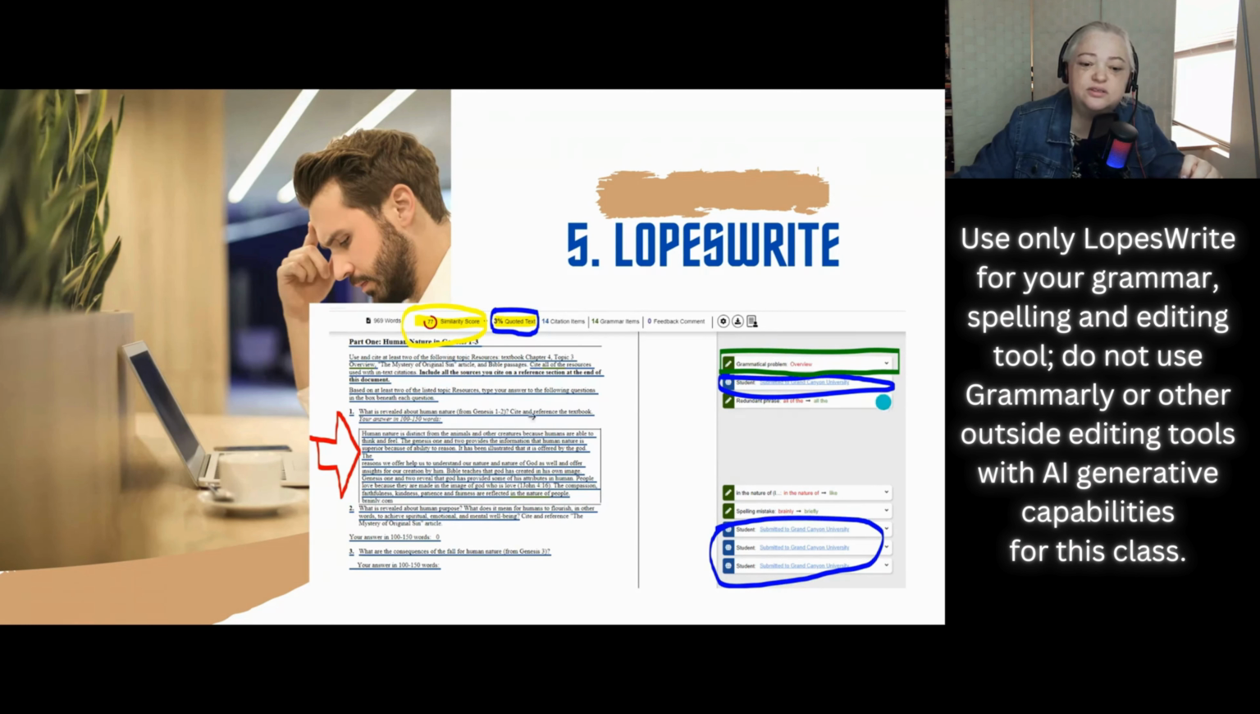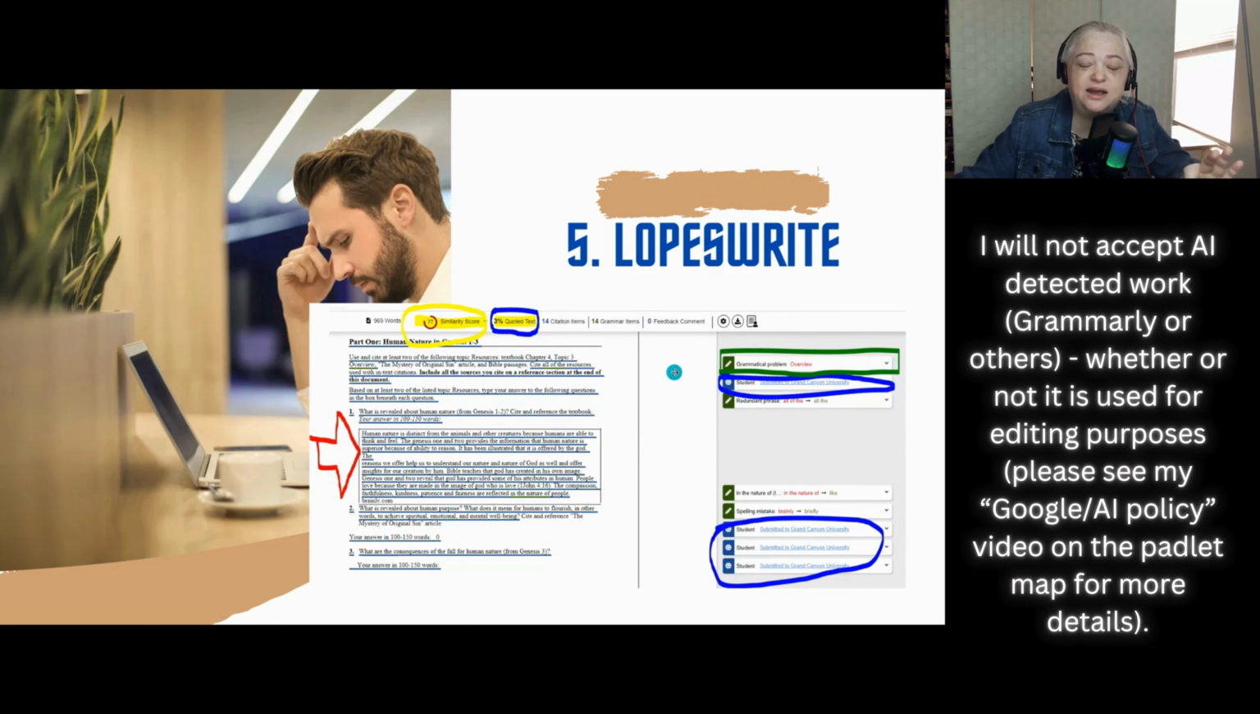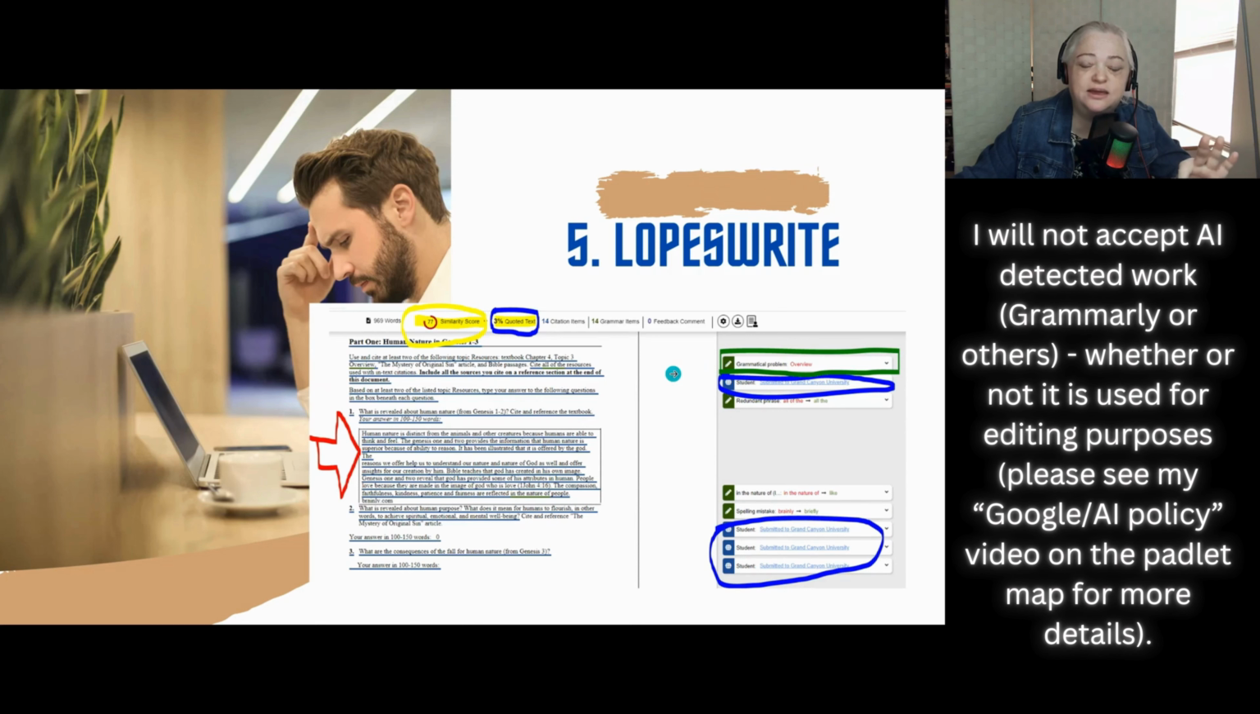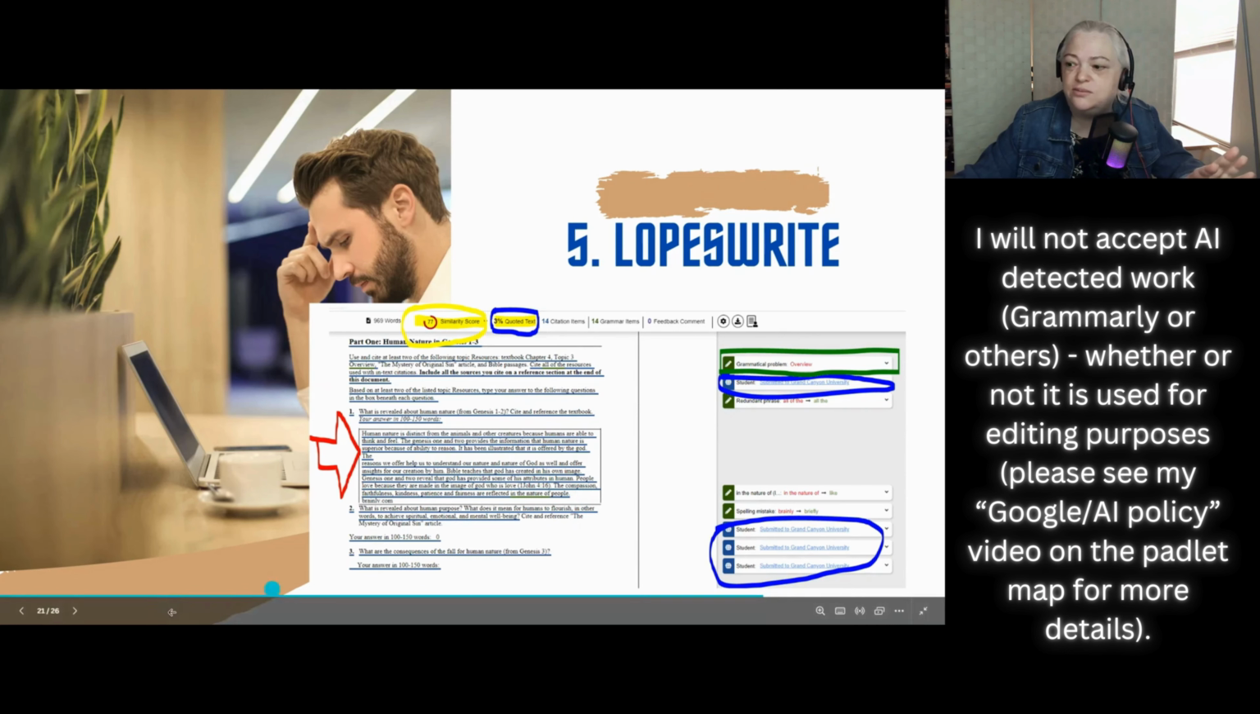The blue squares on the right, I'm not sure how much you can see, tells me where the content underlined in blue comes from. I will only accept LopesWrite as a grammar and spelling edit and writing tool. I will not accept anything else. So this is an easy way to look at your spelling and your grammar.